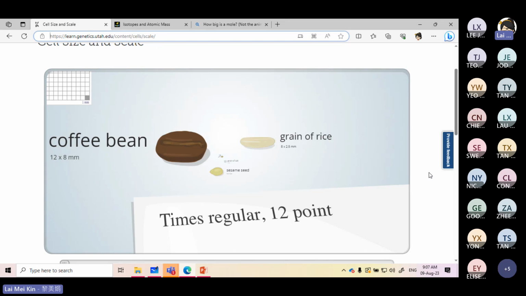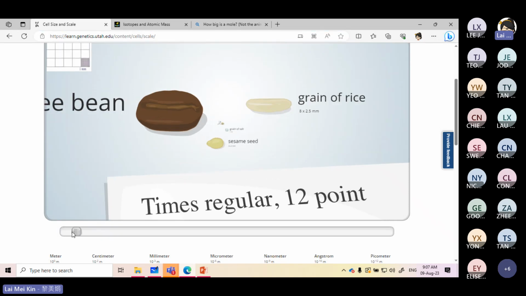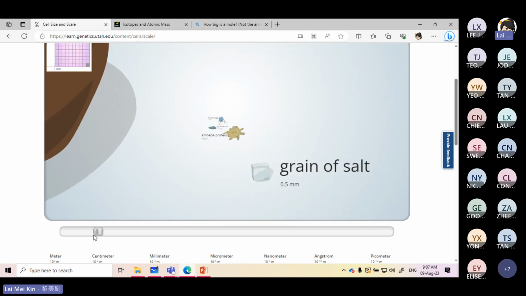Before we start, just to have an idea. Yesterday I was talking about how you can see a pen, but you cannot see the atom. So to give you an idea how big or how small an atom is, let's see. This is a coffee bean, and this is a grain of rice, the rice before you cook. If I zoom in, the sesame seed is smaller. And then a grain of salt, the salt that you use in cooking, if you ever cook. You have to zoom in, then only you can see the salt.